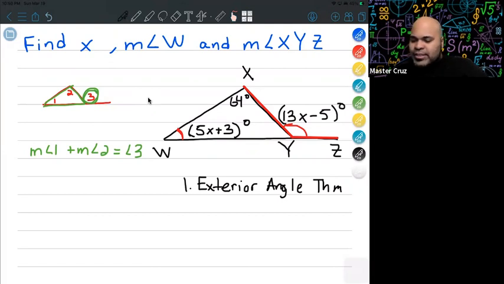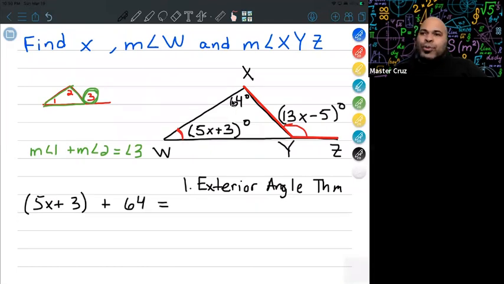So let's do it. This is 5x plus 3. That's going to be the measurement of my angle 1, plus the measurement of angle 2. In this case, it's going to be just 64. So 64 will equal the measurement of angle 3, which is 13x minus 5. Now, given this, I can combine like terms and solve for the equation.